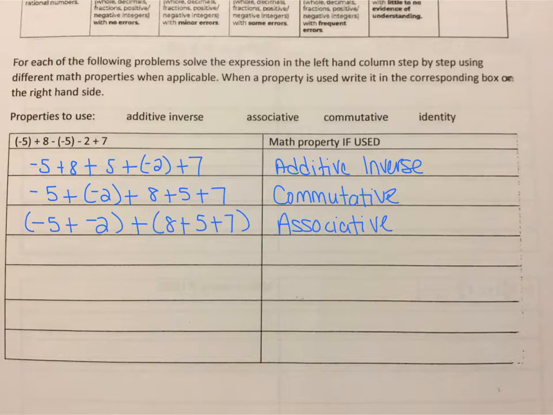So -5 plus another -2 is -7. 8 plus 5 plus 7 is 20. Okay, and then -7 plus 20 is 13. Okay, let's go on to the next one.